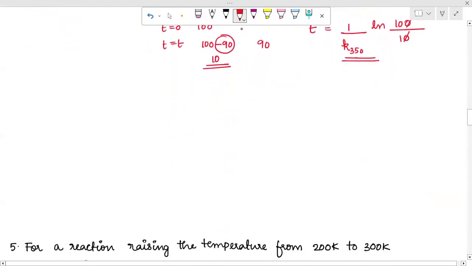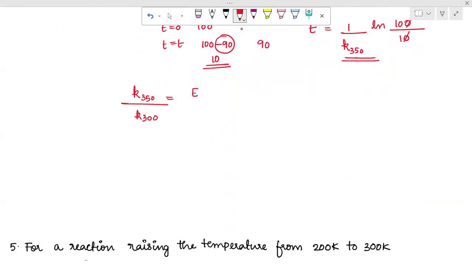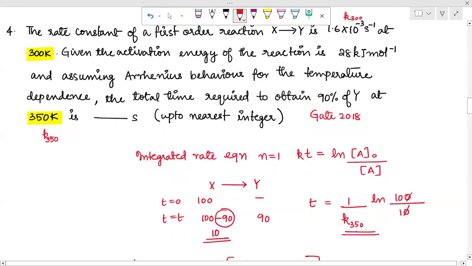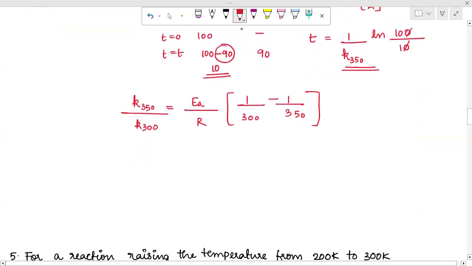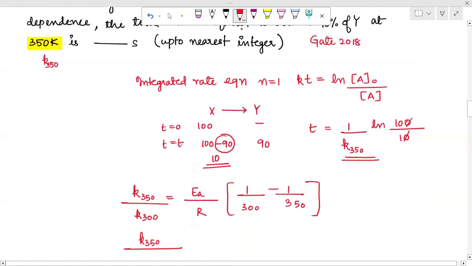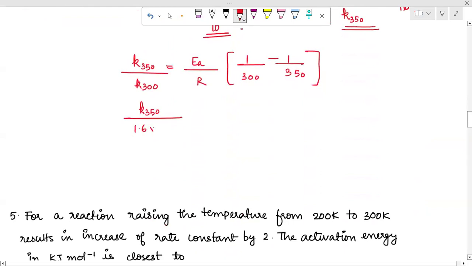Let's start. You have two temperatures. So when you have two temperatures, the relation is ln of K350 by K300 is equal to EA by R into 1 by T1 minus 1 by T2. So 1 by 300 minus 1 by 350. Correct? The EA for the process is already given. It is 28 kilojoules. I'll put it in the next step. The rate constant at 300 is also given. It's 1.6 into 10 to the power minus 3 per second.